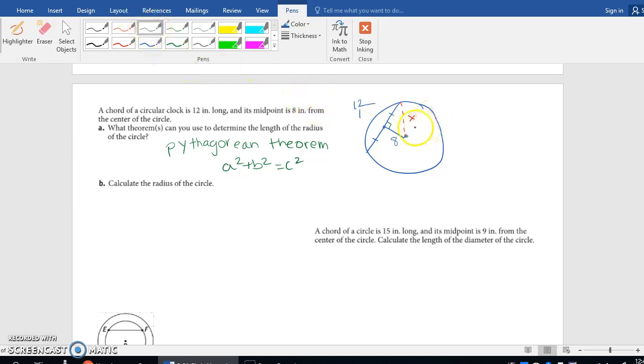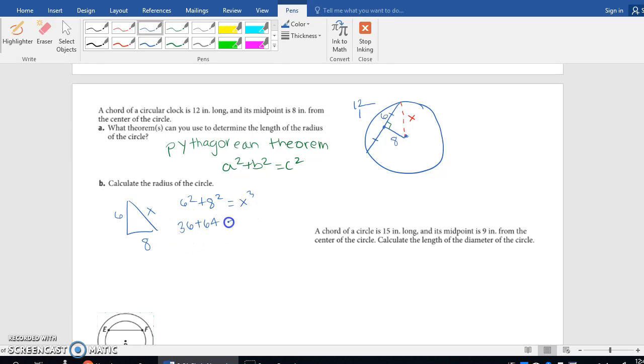And then if you look at this, it says that this whole chord is 12. Well, we only need half of it right now. And so we just do 12 divided by 2, which is 6. And now I've got my right triangle. So 6, 8, and x. So I've got 6 squared plus 8 squared equals x squared.